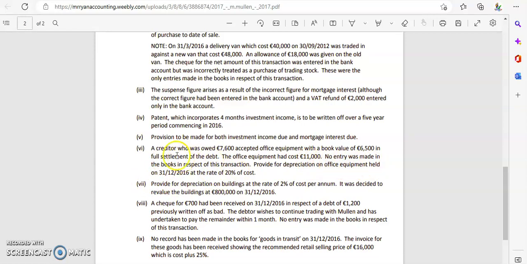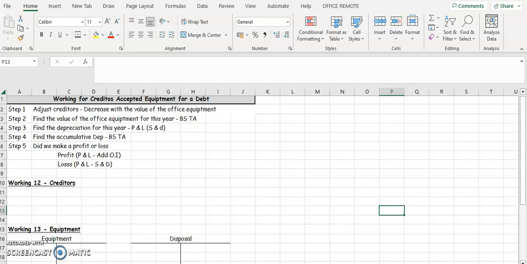So first thing we're going to do is we're going to have to decrease our creditors by 7,600 because they've accepted office equipment for that debt. Then we're going to have to reduce our office equipment by 11,000. We also need to calculate what is our cumulative depreciation and then calculate whether we made a profit or loss on the sale of this office equipment.